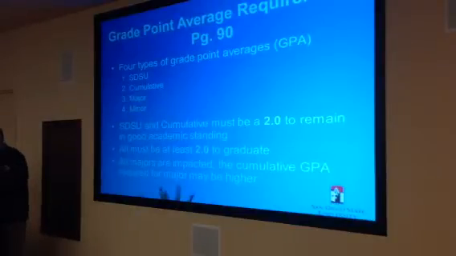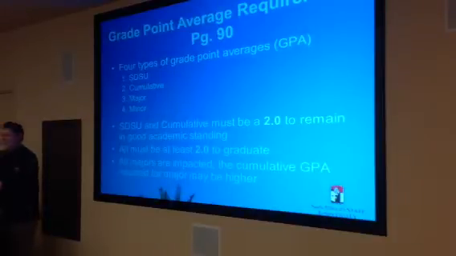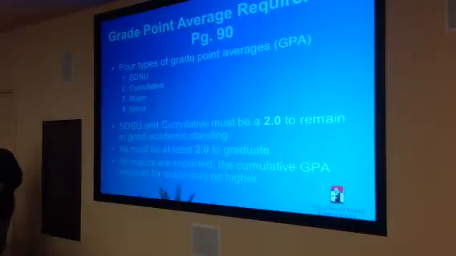So, to remain in good academic standing, the cumulative and the SDSU GPA must remain a 2.0 or higher. If the cumulative or the SDSU GPAs fall below a 2.0, then a student is placed on academic probation.